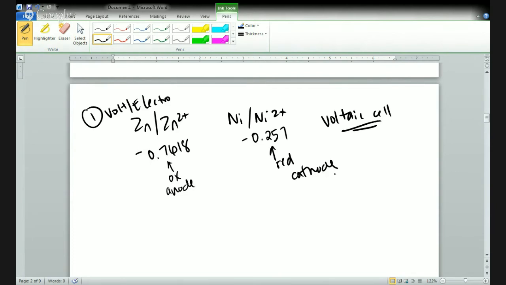So you can use your reduction potentials chart to determine anode versus cathode. The other thing you can do is use your activity series. Zinc is higher than nickel in the activity series, so zinc has to be the anode, and nickel has to be the cathode. So those are the two ways you can figure out which one is anode and which one is cathode.